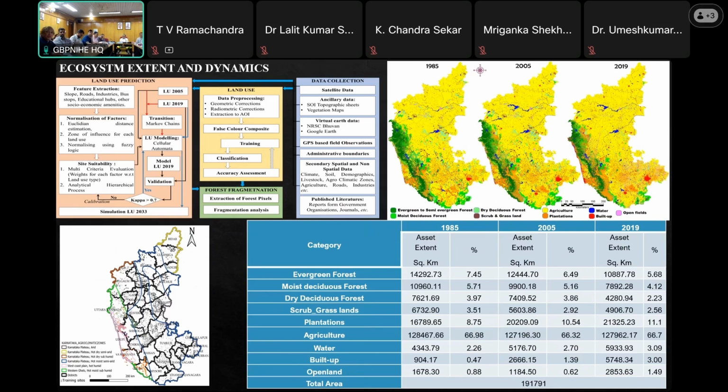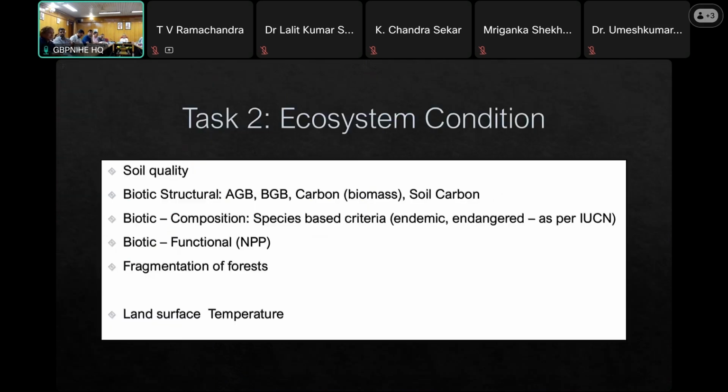Okay. So now this gives the spatial extent of the ecosystem. Then the next is the condition. As we were talking in the morning, there is the structural biotic aspect, where we looked at AGB, above ground biomass, below ground biomass, then carbon and soil carbon. Then the biotic, species-based criteria, the endemic and endangered species. What we did is, apart from our field data, we also did data mining, compiling information from the literature about the endemic species, etc.